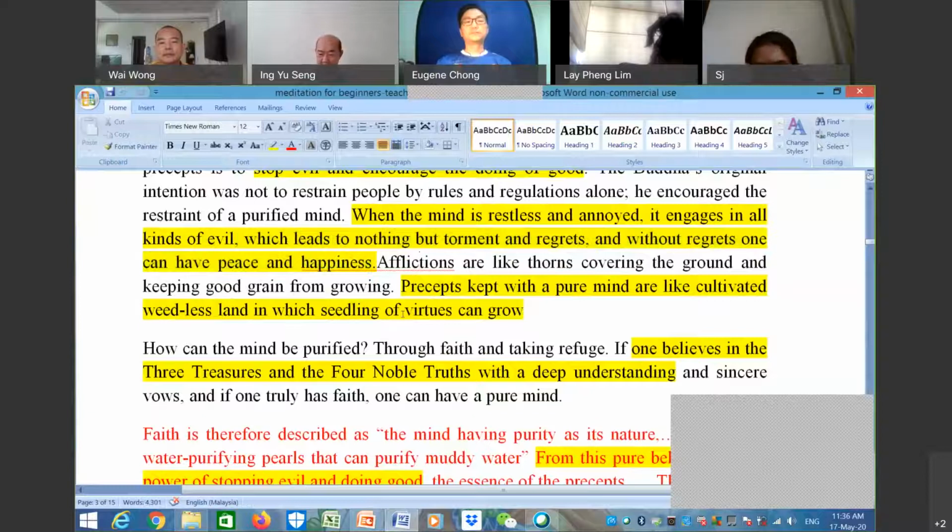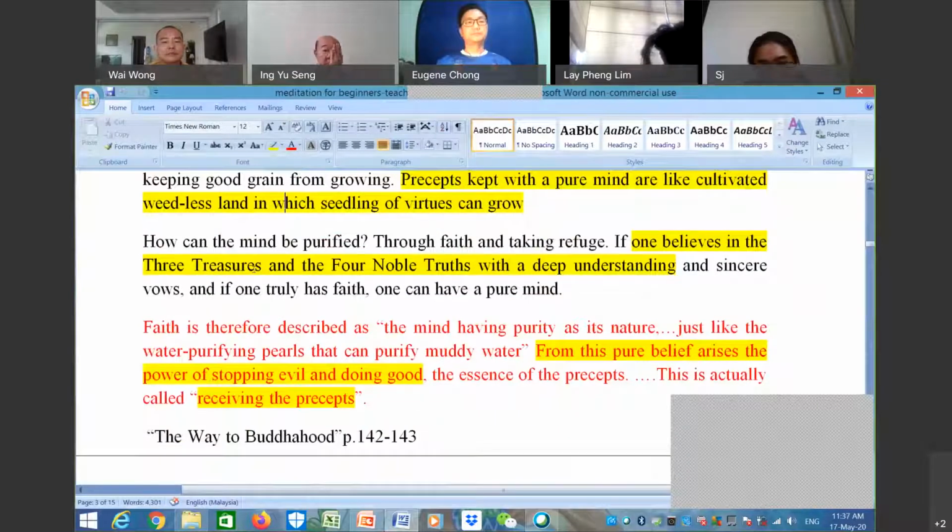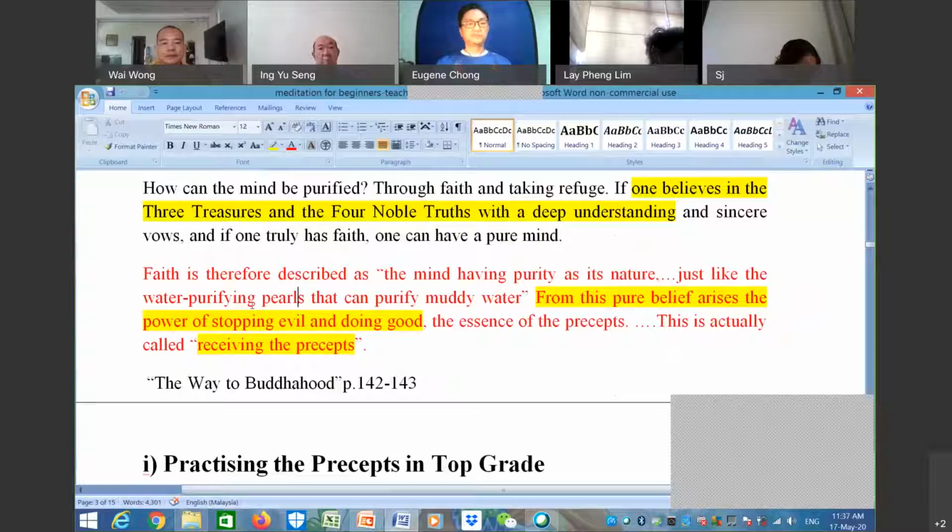Afflictions are like weeds covering the ground and keeping good grain from growing. Precepts with a pure mind are like cultivated, weedless land in which seedlings of virtue can grow. How can the mind be purified? Through faith and taking refuge, which is one's belief in the three treasures and the four truths, with a deep understanding and sincere vows. If one truly has faith, one can have a pure mind. The Way to Buddhahood, pages 142 to 143.